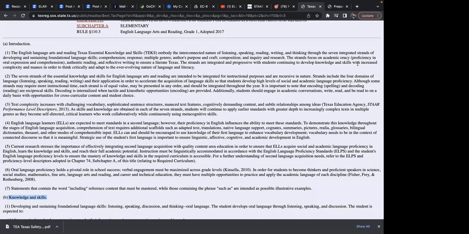One of the strands is developing and sustaining foundational language skills. Another one is comprehension. Another one is response. Another one is multiple genres. Another one is author's purpose and craft. Another one is composition. Another one is inquiry and research. But in each of these 7 strands that are consistent throughout the grade levels, we are always building our listening, speaking, reading, and writing abilities while doing that subject. Learning to decode and encode.